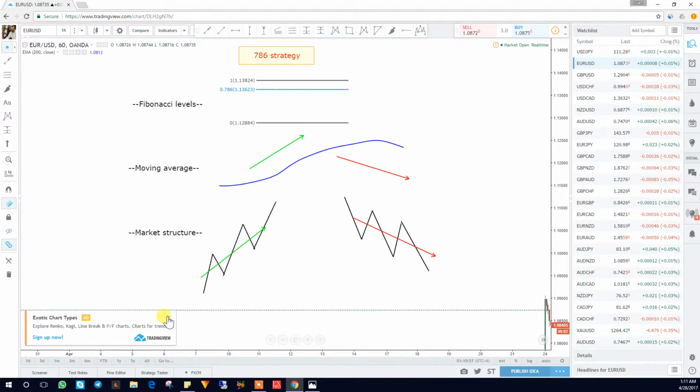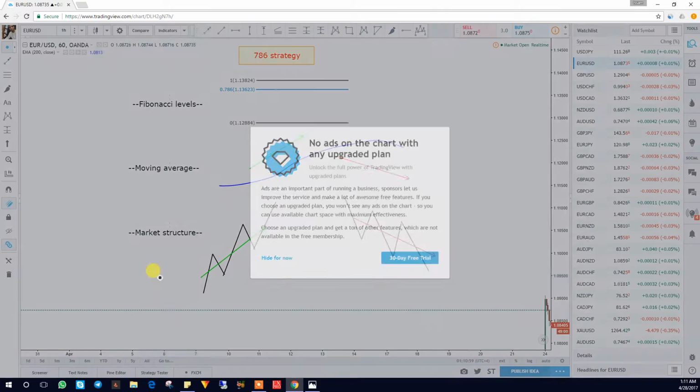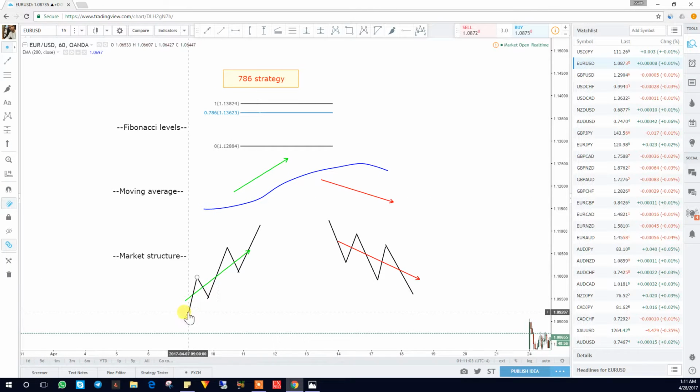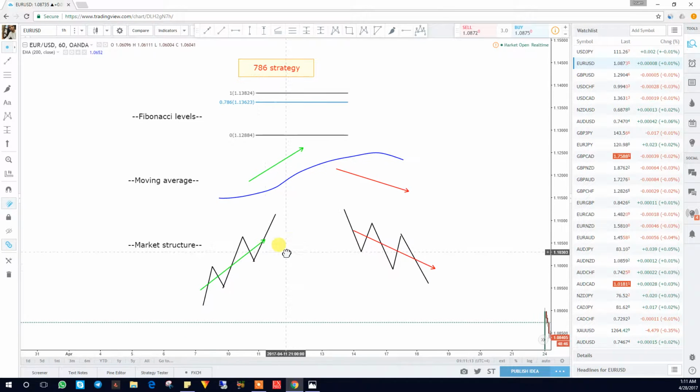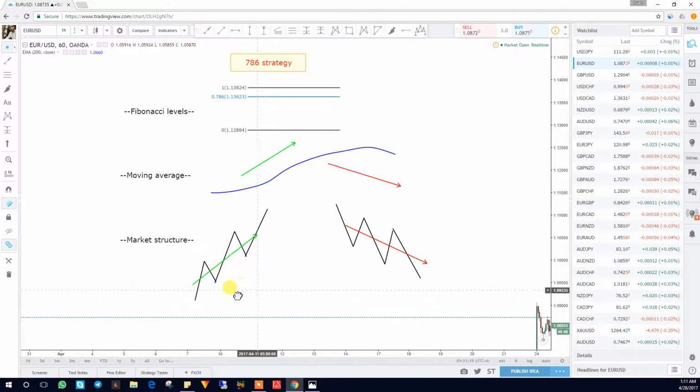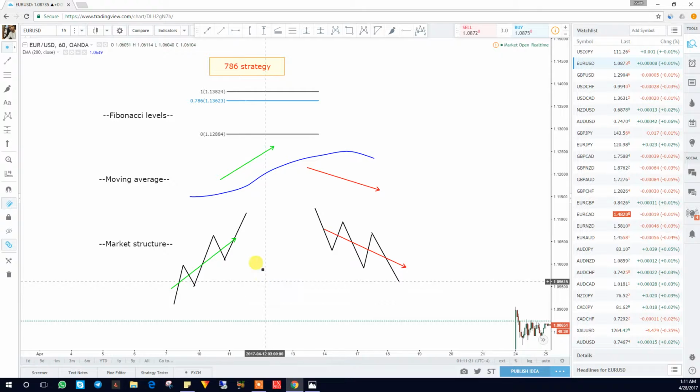The third thing that we're gonna be using is market structure. The market doesn't go on a straight line if it's going down or up. In this case, it goes with an up move, pullback, up move, pullback, up move, pullback. This up move and pullback creates something called higher highs and lower lows. You have to know what this means. I'm gonna try to explain it quickly.